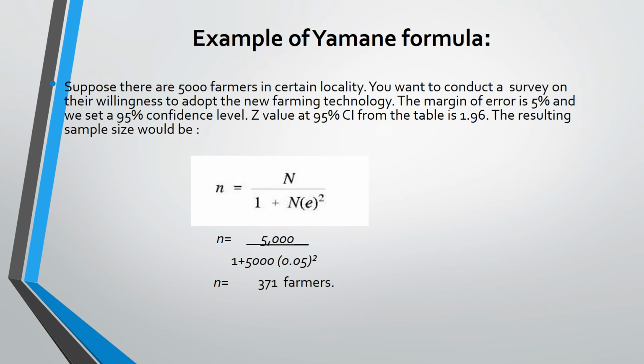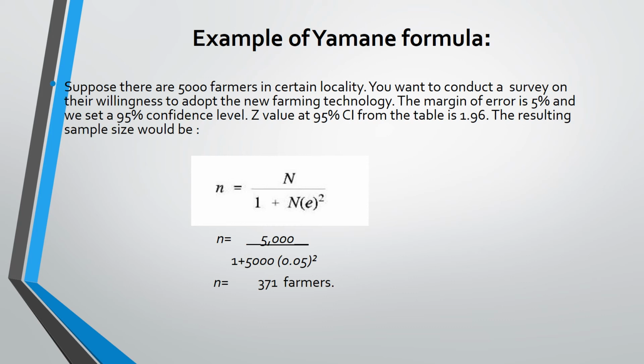Now here is an example of the Yamane formula. Suppose there are 5,000 farmers in a certain locality and you want to conduct a survey on their willingness to adopt the new farming technology. The margin of error is 5% and we set a 95% confidence interval. The z value at 95% confidence interval from the table is 1.96 and the resulting sample size would be, now we will put the values in the formula.